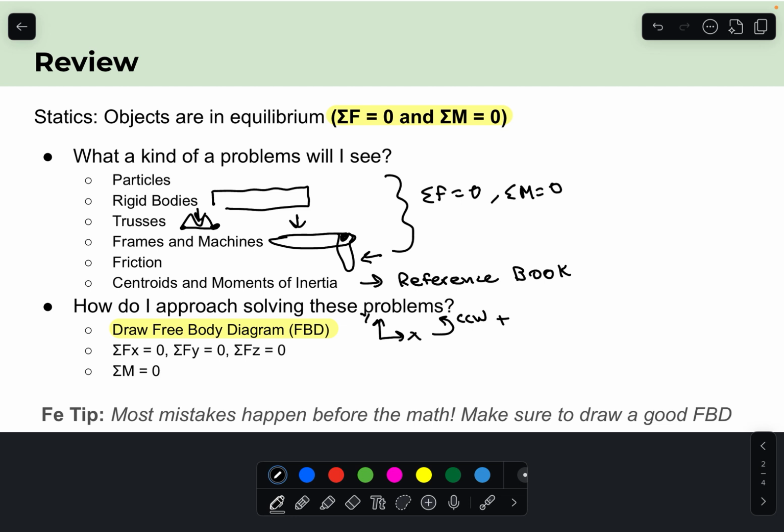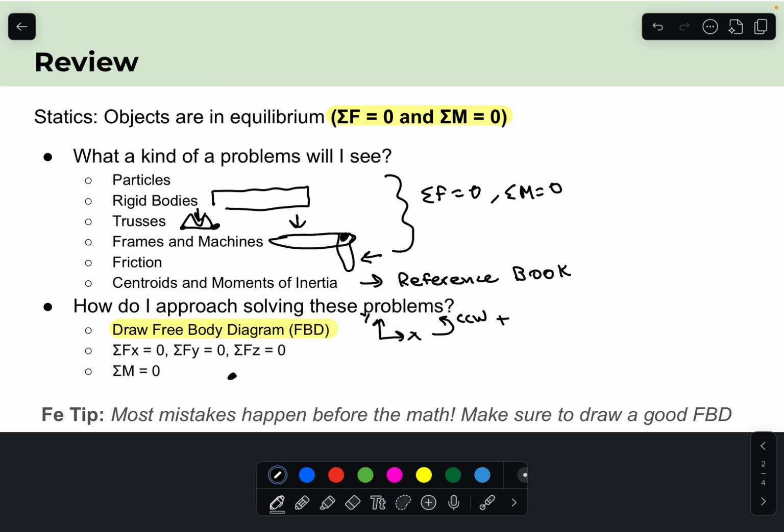The next step after drawing your free body diagram is to sum the forces in all directions to 0. Note that for the FE exam, it is highly unlikely that you will see a 3D problem, but it's not completely off the table. If it's a 2D problem, you'll just have to deal with either X or Y, but if it is a 3D problem, remember to sum the forces in the Z direction to 0. And then after that, if there are any other unknowns that you still need to find, then you should sum the moments about a point to be 0.